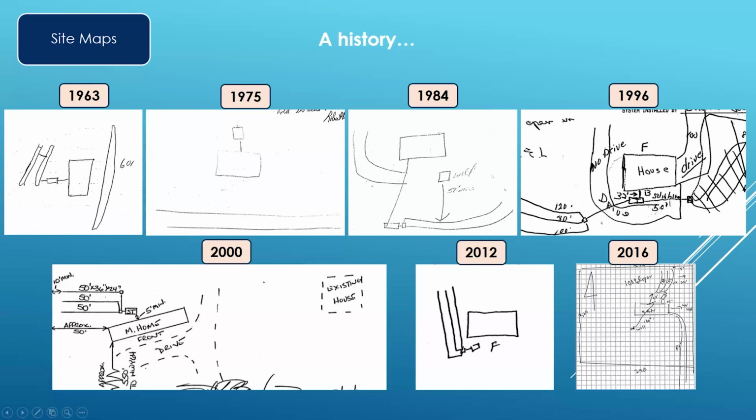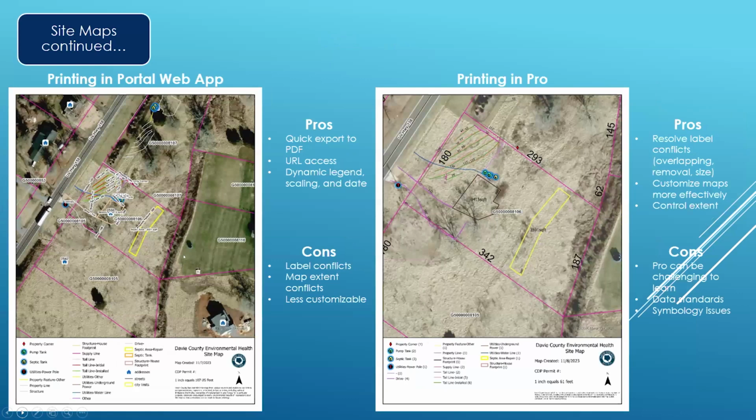But you can see there could be some confusion on what's what. I mean, if you've looked at them enough, then you can kind of figure it out. But I thought this was a great way for us to explore how to not only improve the maps, but also the differences in map creation between using Enterprise Portal and printing in our GIS Pro.